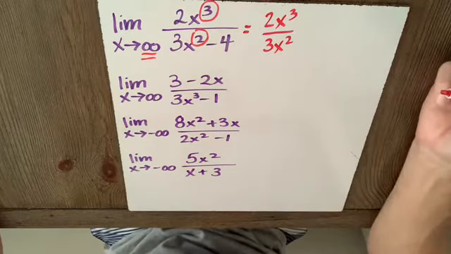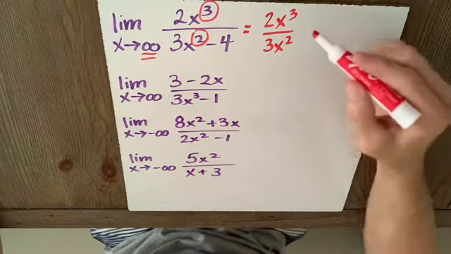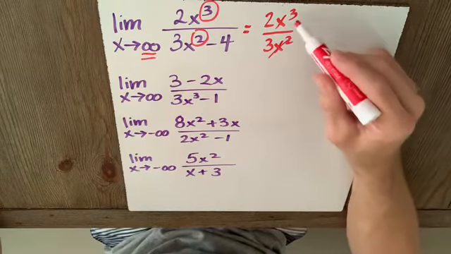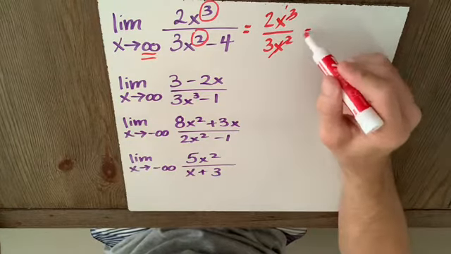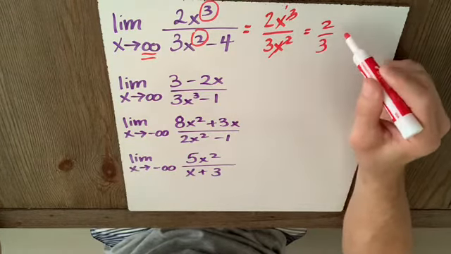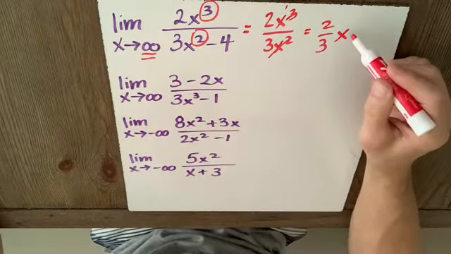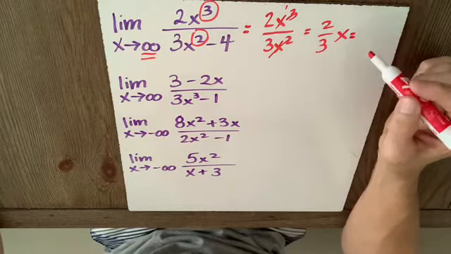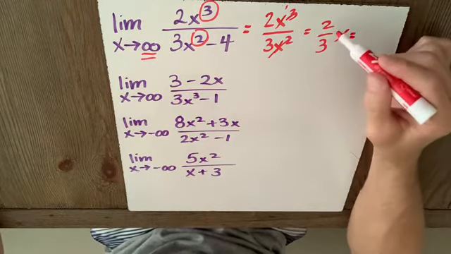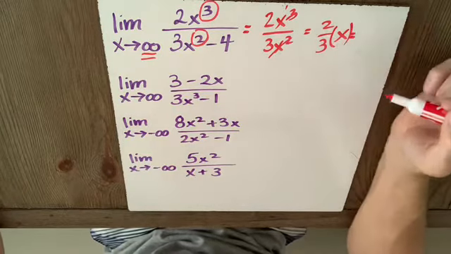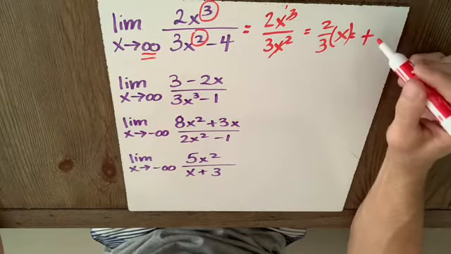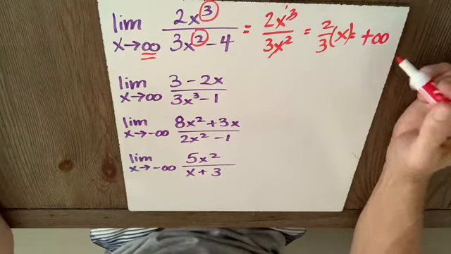And I ask myself, is there anything I can do to simplify these? Well, these cancel to leave me with x to the first. So this is 2/3 times x. And I'm taking the limit as x goes to positive infinity. So I can substitute a really big number in there, like 10 million. 2 times 10 million divided by 3 is a big number. So we're heading to positive infinity.